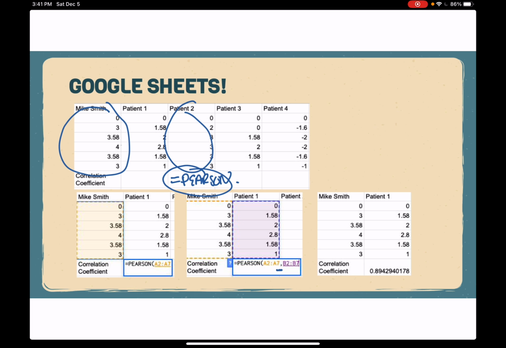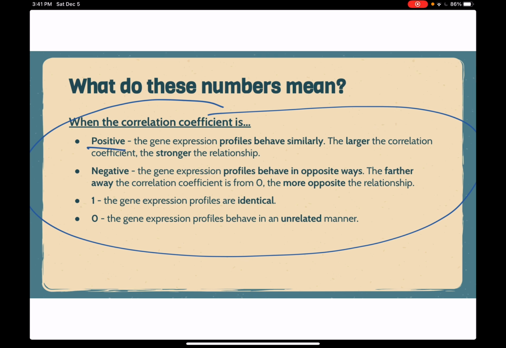Now, we haven't talked about what that correlation coefficient actually means. So again, this is something that you definitely want to write down in your notes. When our correlation coefficient is positive, that means that the gene expression profiles behave similarly. And that's what we're looking for in this case, right? We want to see which set of DNA microarray results from these 4 patients is most similar to Mike. So we want to find a positive number, and the larger the correlation coefficient, so the more positive the number is, which is only going to go up to 1, the stronger the relationship.